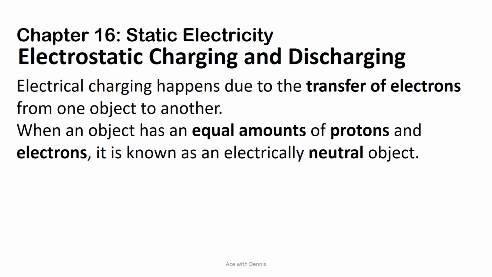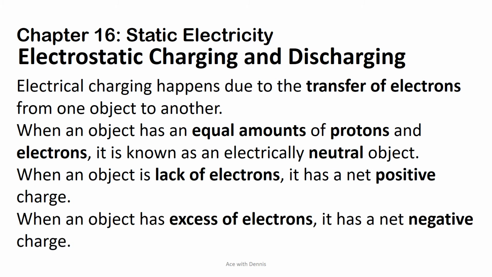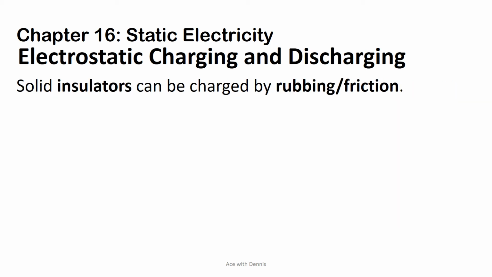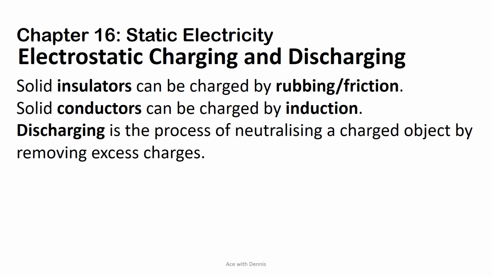When an object has equal amounts of protons and electrons, it is known as an electrically neutral object. When an object lacks electrons, it has a net positive charge. When an object has excess electrons, it has a net negative charge. Solid insulators can be charged by rubbing or friction. Solid conductors can be charged by induction. Discharging is the process of neutralizing a charged object by removing excess charges.